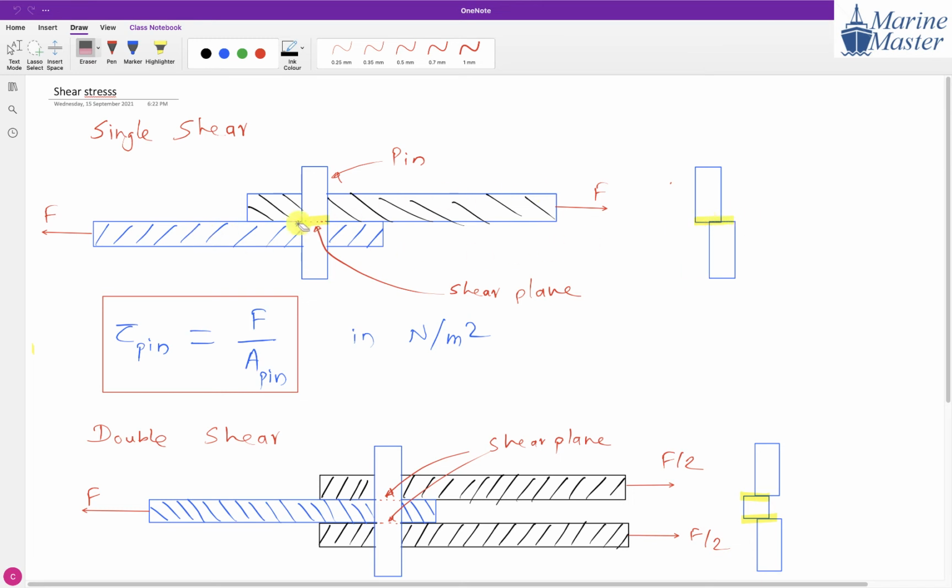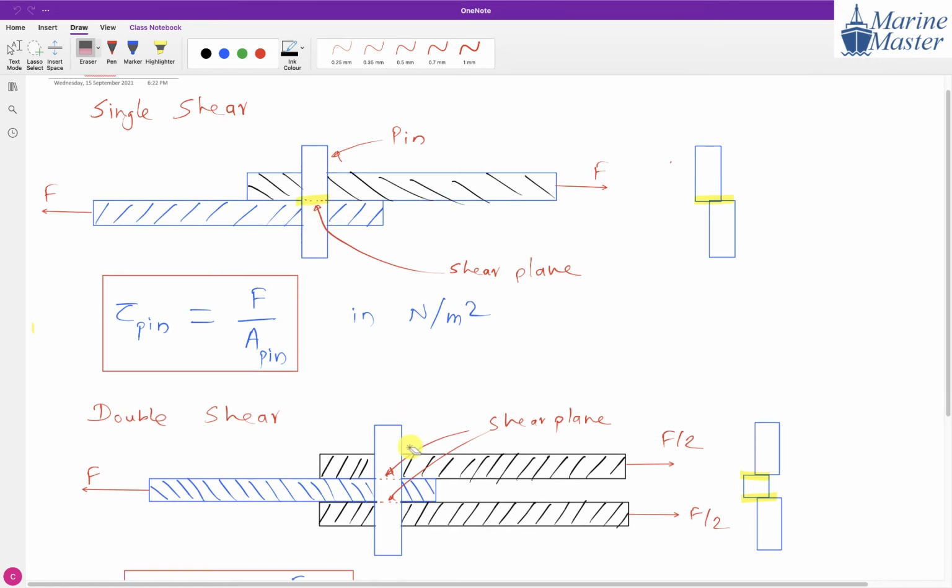And here the stress which is going to generate is shear stress. So shear stress is equal to shear force divided by area, the area of the pin. You are getting my point. So in single shear, we have only one shear plane.